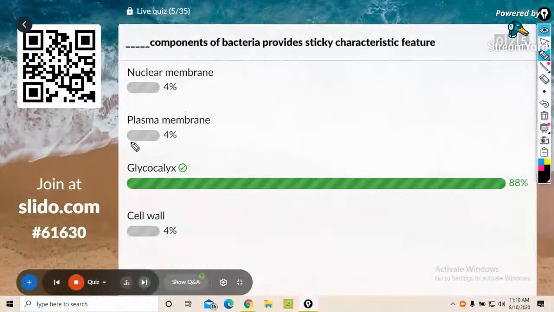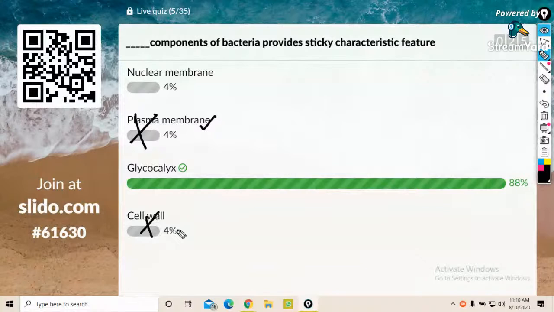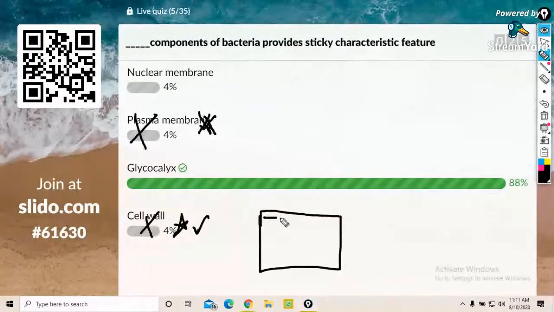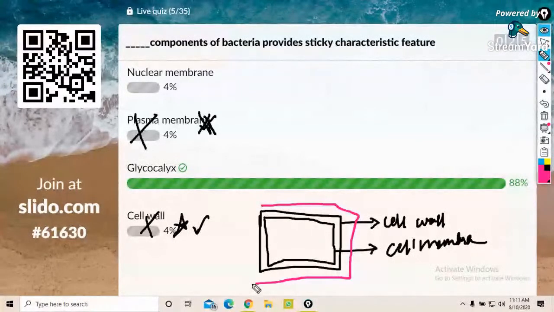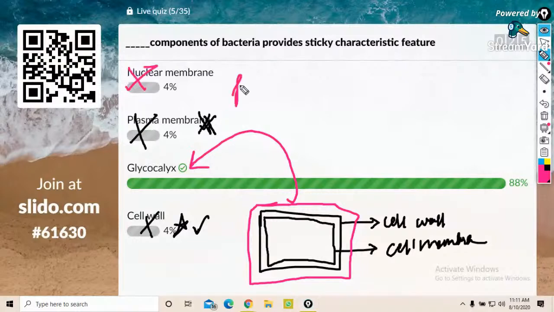It can never be plasma membrane. It can never be cell wall. Those who have guessed this are absolutely wrong. Those who have guessed cell wall, it may be somewhat logical because they might have been thinking that the bacterial cell is covered by cell wall and inside you have the cell membrane. So the outer will be cell wall, then the inner will be cell membrane. In certain types they have an additional layer, which you call the glycocalyx. It can never be nuclear membrane because bacteria, Monerans, are prokaryotic organisms, right?